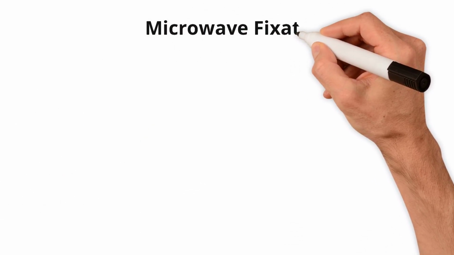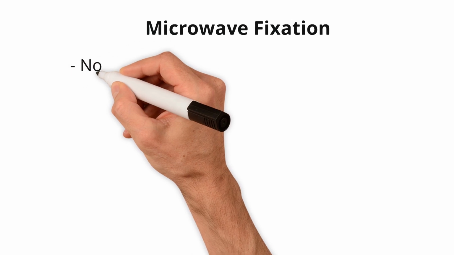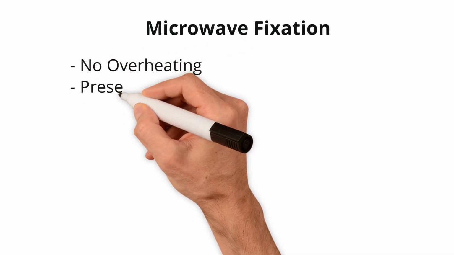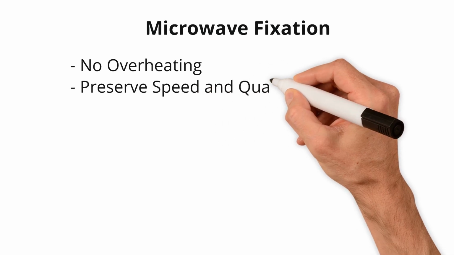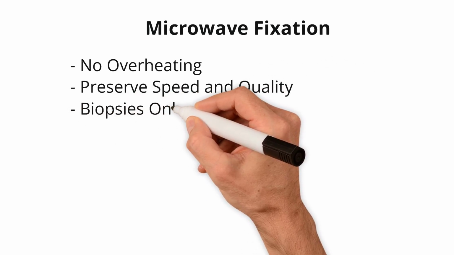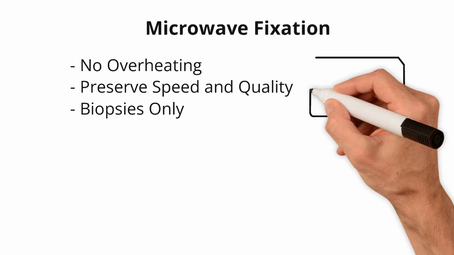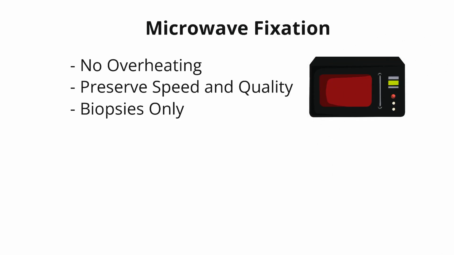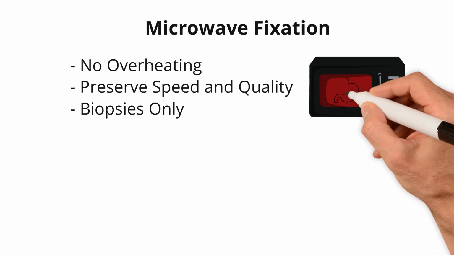In some labs, we can find microwave fixation. These are used to raise the temperature in a controlled way. This speeds up fixation without overheating the tissue, preserving both speed and quality. Especially helpful in urgent cases and sometimes in laboratories that process biopsies only.